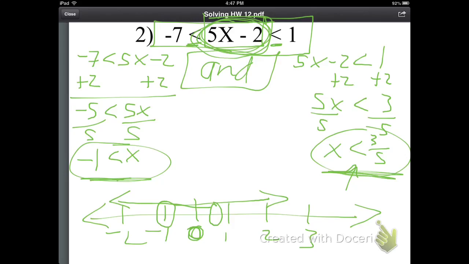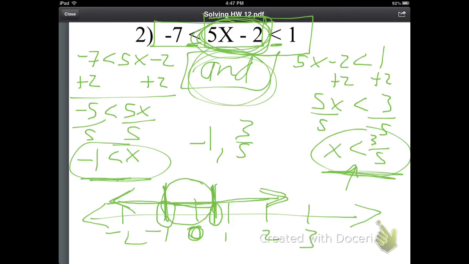Okay, and since this is an AND compound inequality, the only part that's actually part of your solution that you write your interval for is anything that got double shaded. And since the one from negative 1 goes right and the one from 3/5 goes left, the only part that got double shaded is between negative 1 and 3/5, this little section here. So our interval goes from negative 1 to 3/5. And since we have open circles, we're going to have curved brackets, and that is the end of number 2.